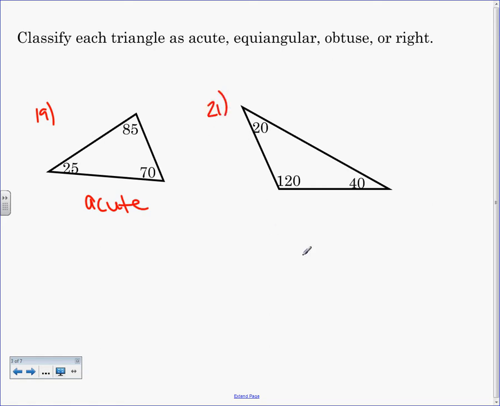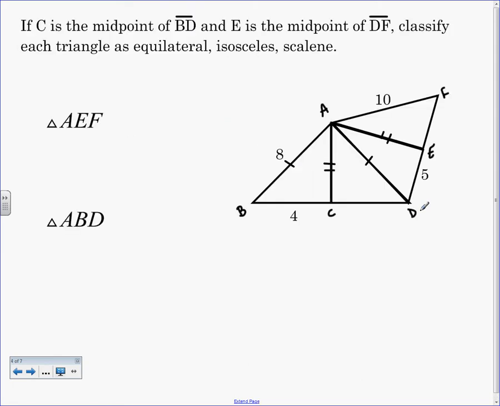21. You try to figure out what kind this is. What kind of angle is 120? It's obtuse, right? So this is an obtuse triangle. Don't overthink it. Super easy. All right, here we go.